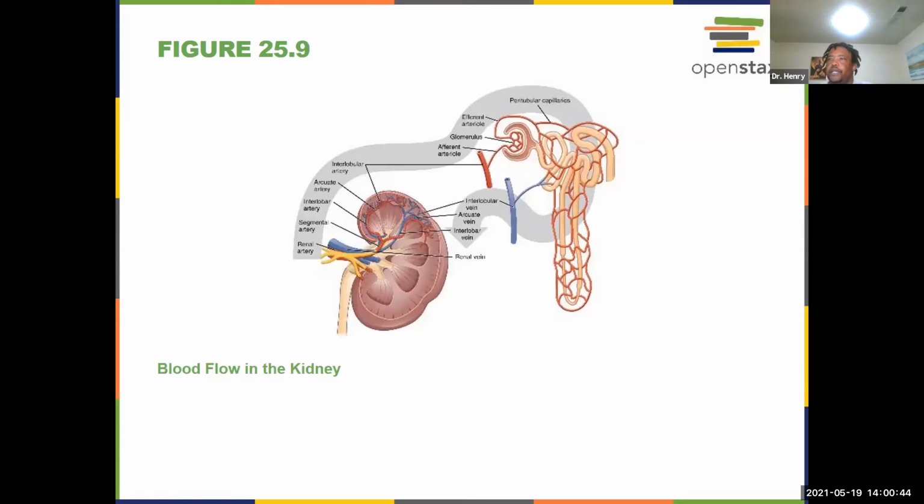So this here is a diagram of the kidney. We know that blood is going to be flowing in the kidney, and it shows you all of the different arteries and veins that will be entering the kidney regions, right?